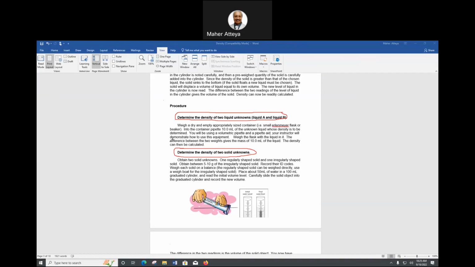This one is regular, because it is a cylinder, correct? By measuring the length and the area, multiplying the area by the length gives you the volume. So I can determine it directly by measurement, but we will not do this, we'll do it the other way. This one here is irregular. So we have regular and irregular.